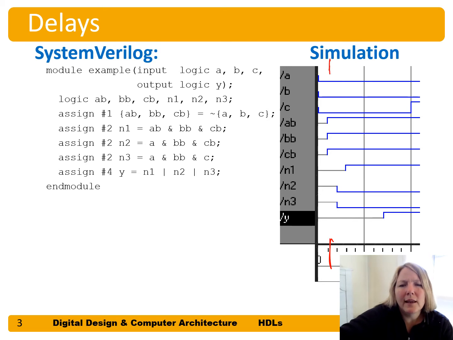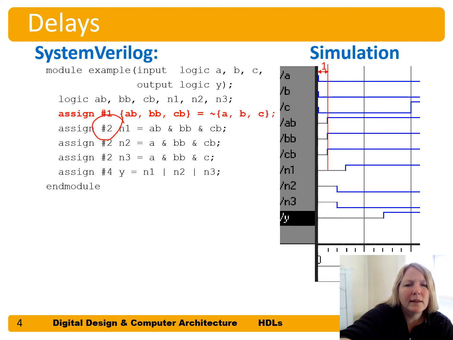And then 1 clock tick later, we can see this on the bottom, we can see that A bar, B bar, and C bar transition to 1, to the inverse of A, B, and C. Okay, again, this is in simulation only. And now we can look at the next lines, these lines here where we have this pound 2.